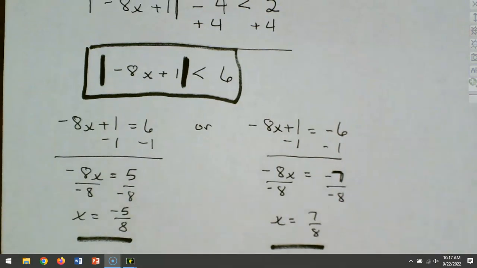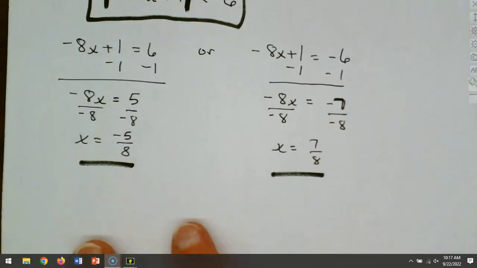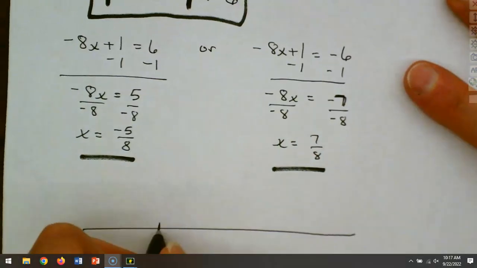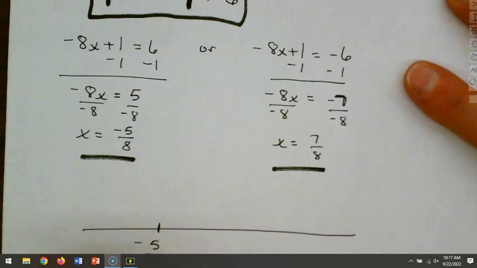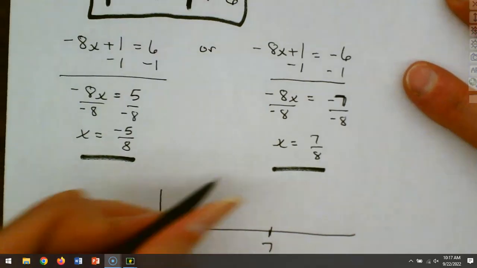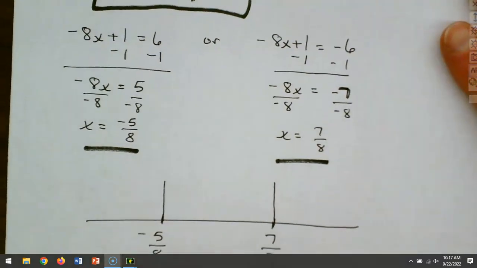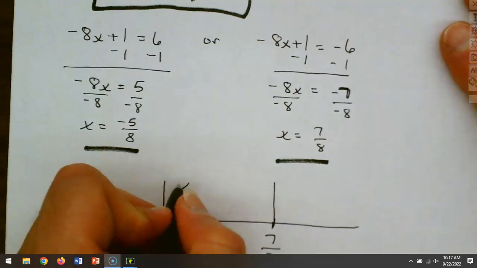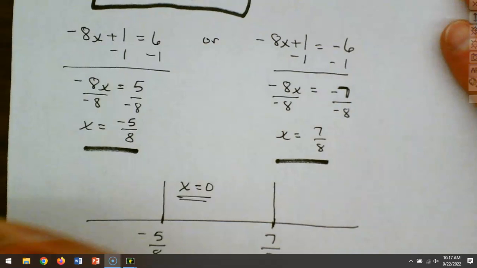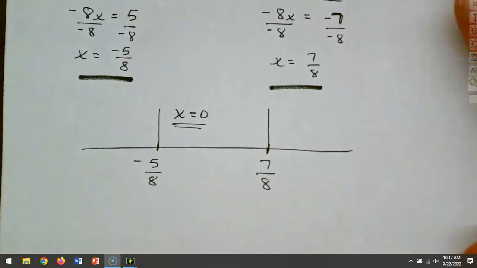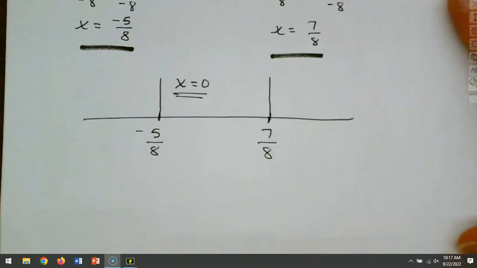So what do we do? It's an inequality, so they go on the number line, and make sure they go in the correct order. And we have a minus 5/8 here, and a positive 7/8 here. And where's our 0 at? Okay, we need to check 0. We always only check 0. So where's 0 at? Again, dead in the middle, right? Right in between them. Now we check it.